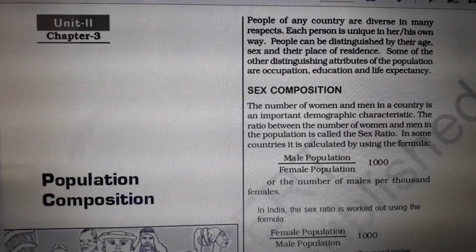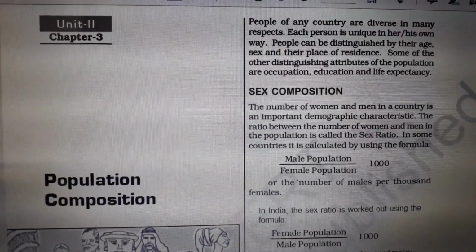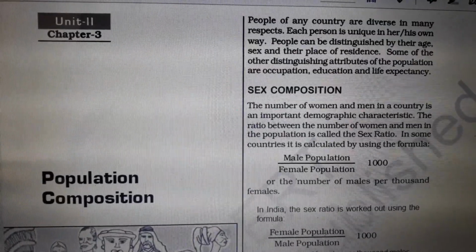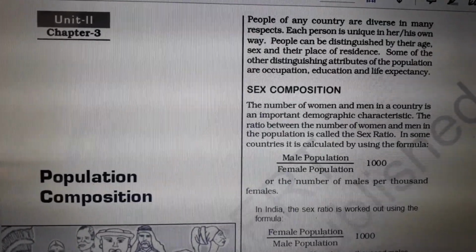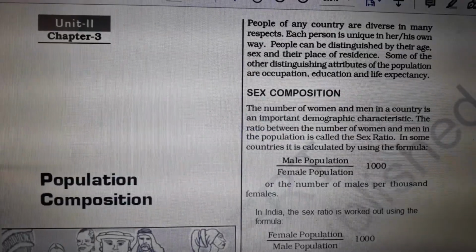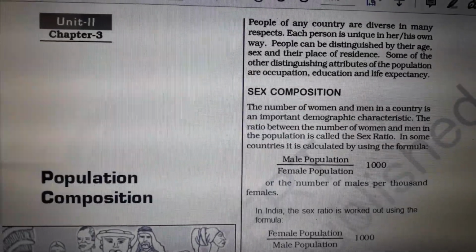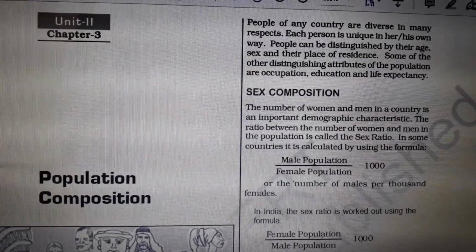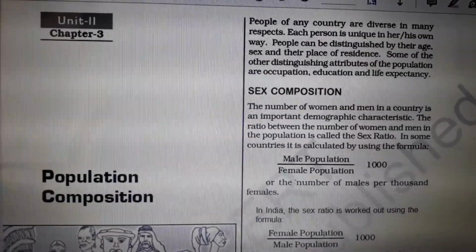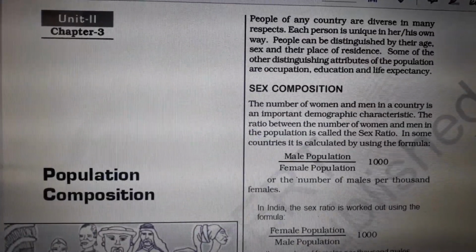What is population composition? Population composition means that in the total population we have to study their age, sex, place of residence, occupation, education, etc. These all are called population composition. Then next, sex composition or sex ratio.